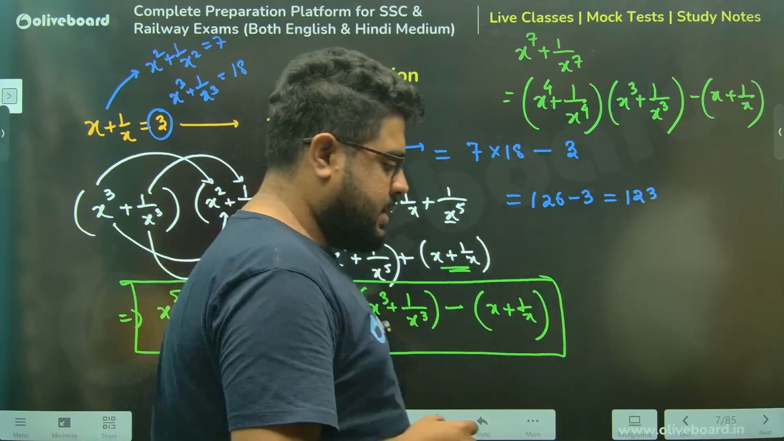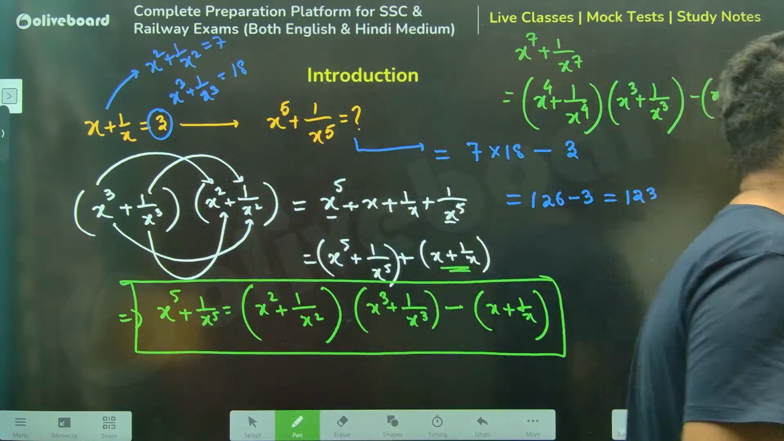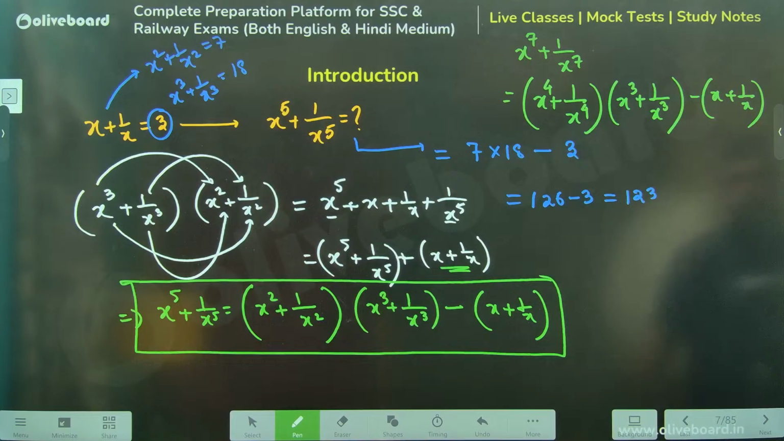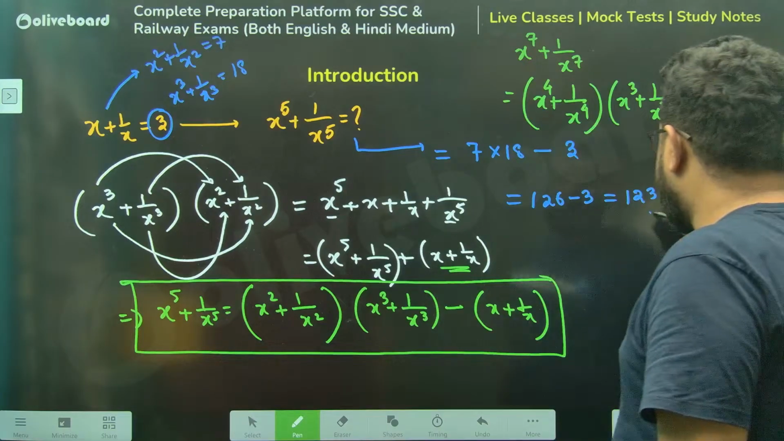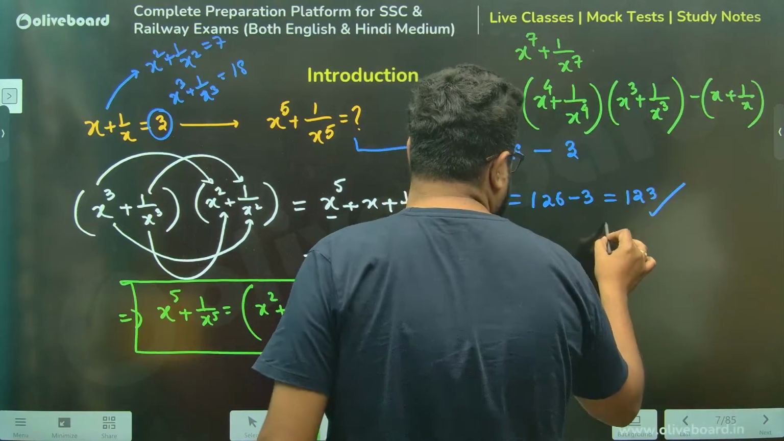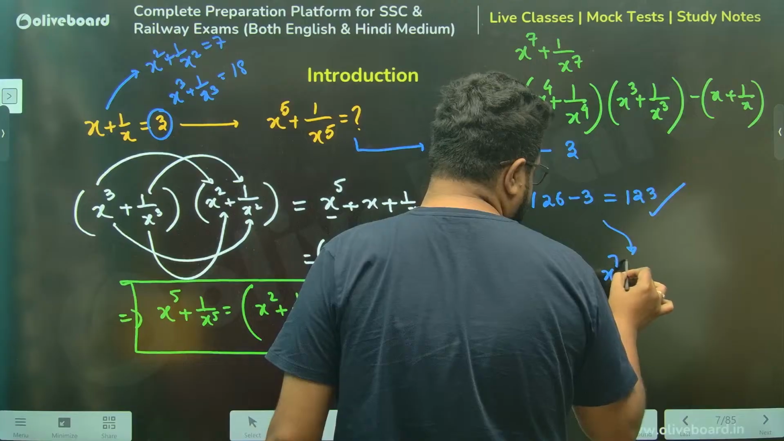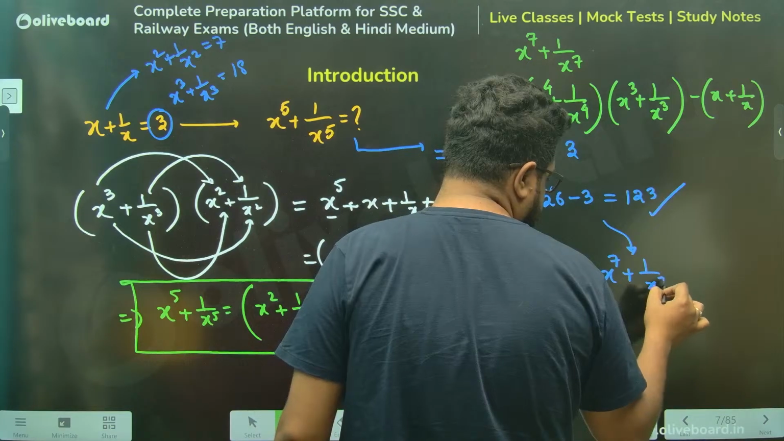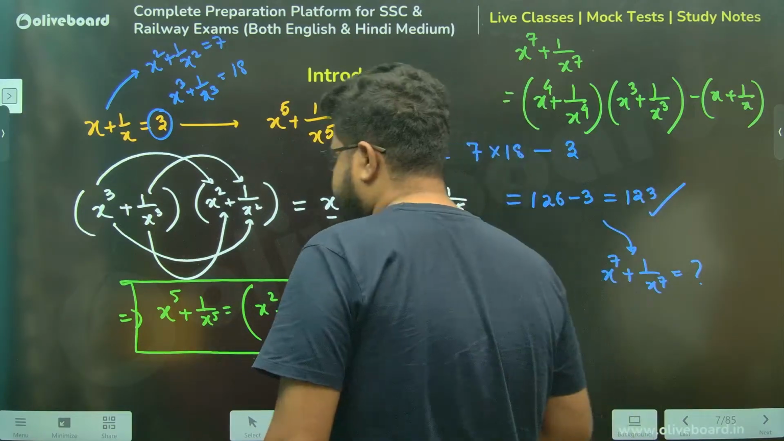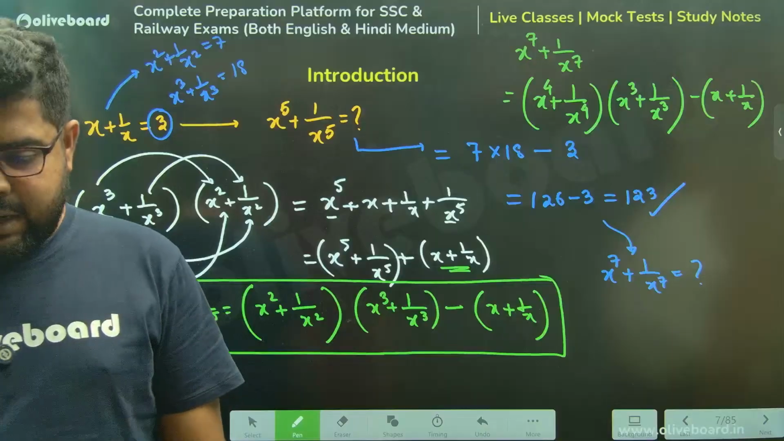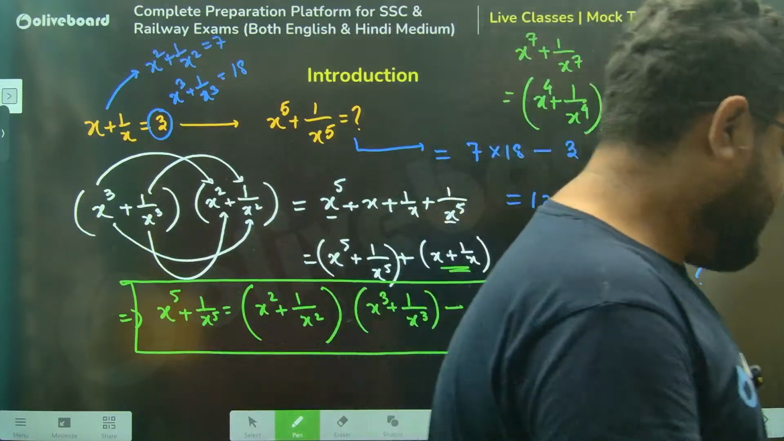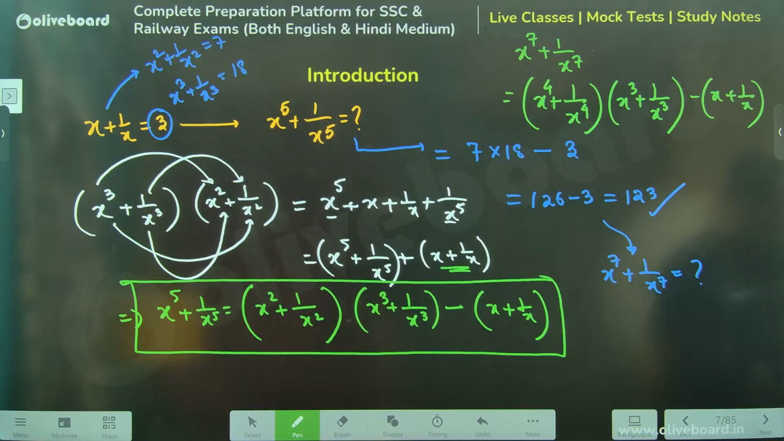Clear, everyone? 100% clear, sir? So 123 is your correct answer. Now, if it is clear, then tell me what will be the value for this. Tell me the answer to this right now. Very, very quickly, everyone, tell me the answer.